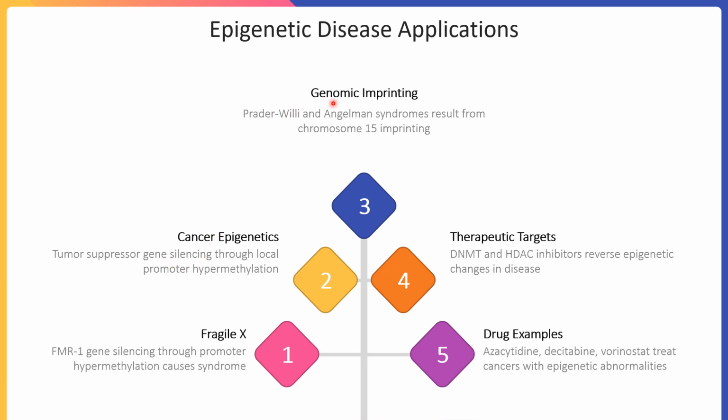The next thing is genomic imprinting. For example, in chromosome 15, we have both the paternal and maternal components. One will be imprinted, so the other will not be inherited. That leads to certain disorders like Prader-Willi syndrome and Angelman syndrome.